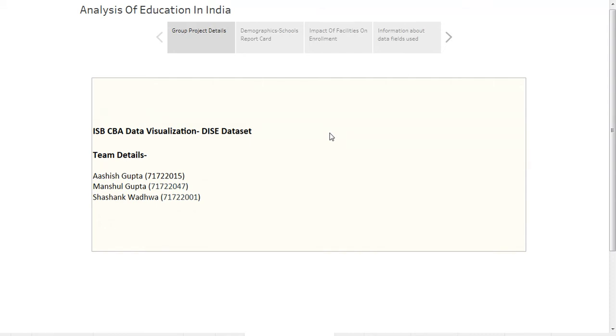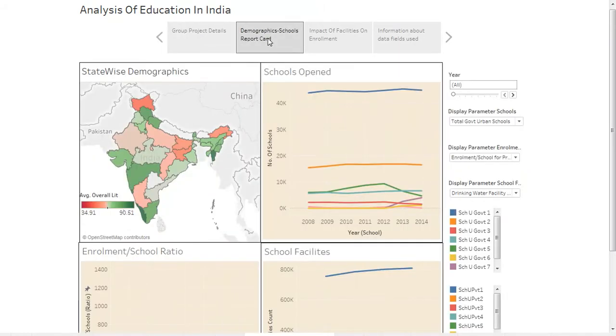Today, we will present the data visualization on TIE's dataset. These are the team members. We would walk you through the existing education trends across various states in India.